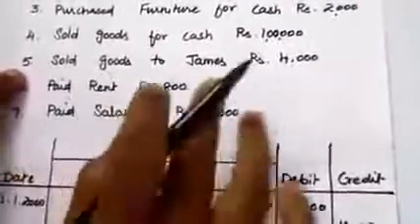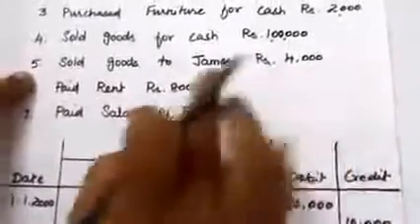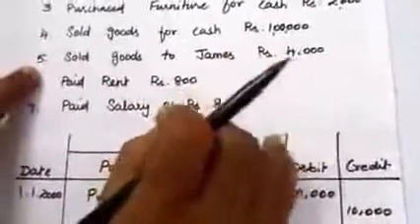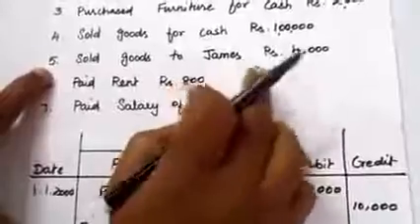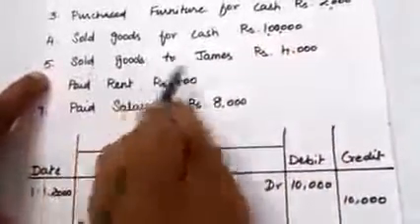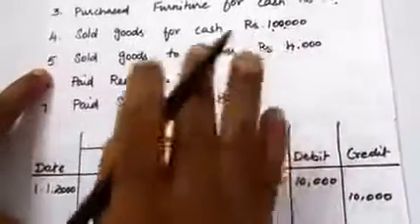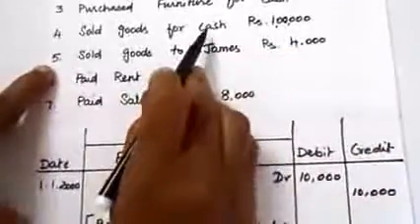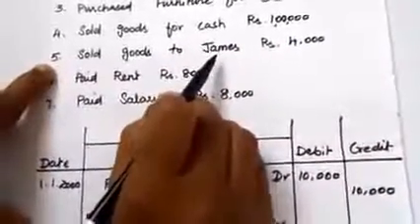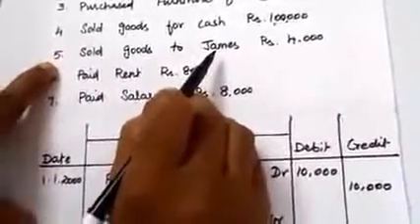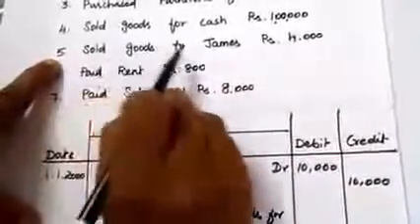Okay, your amount is there, so you are going to get the amount from James. Till you receive the amount from James, he is a debtor for the company. Sold goods to James. So what is the entry? Same thing only, but instead of cash, you have to write the customer name. That is, the debtor name should be mentioned in the transaction. So, sold goods to James.